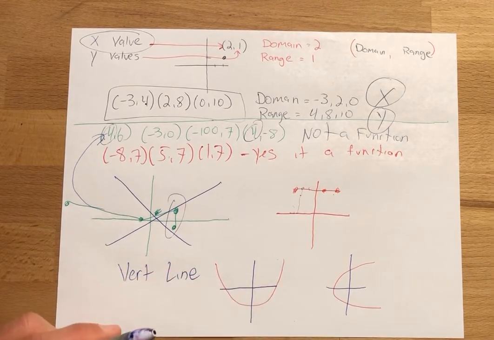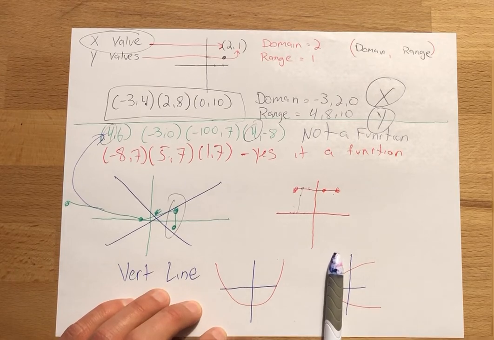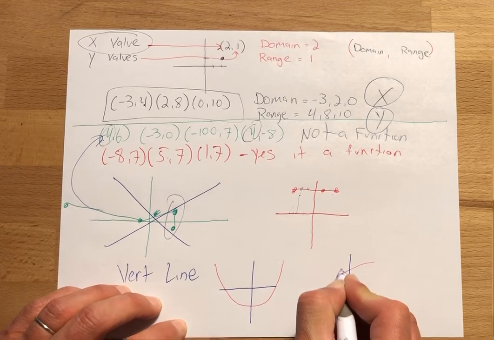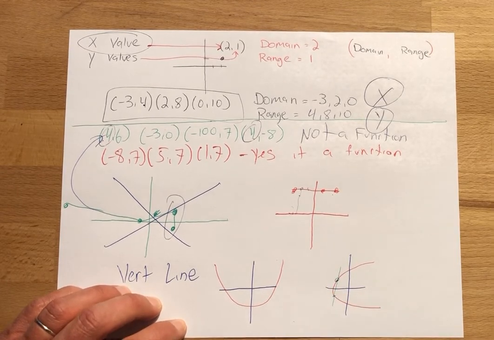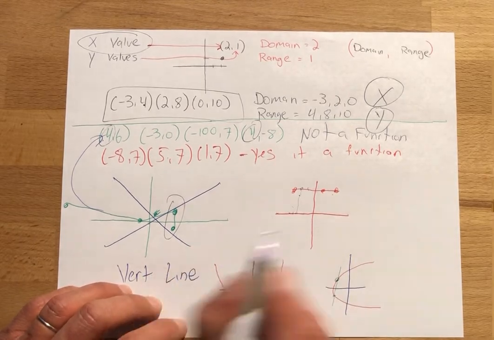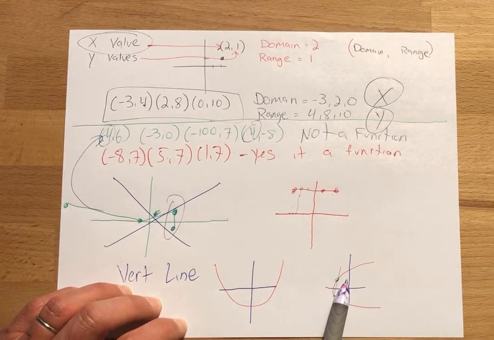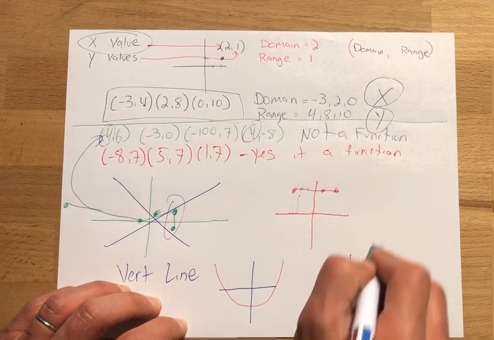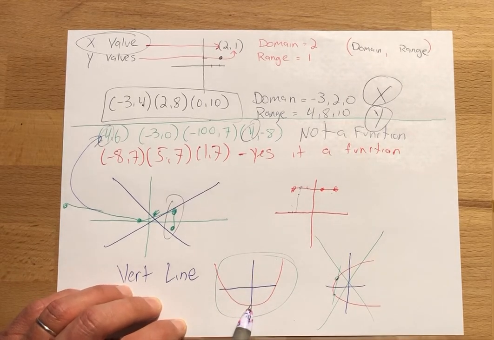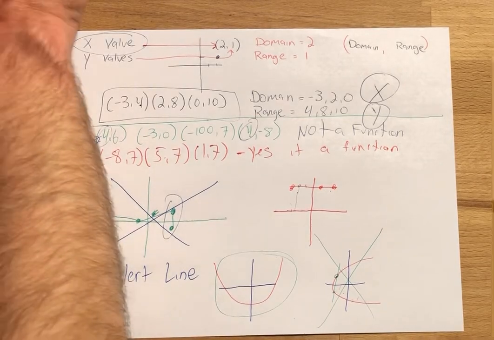Is this a function? Let's run a vertical line through it. Notice right when I do it, boom, I actually run into an infinite amount of repeating x points. All it has to have is one set of repeating x points where it touches the graph at more than 1 point at any point of the graph. This is not a function. This passes the vertical line test. This does not pass the vertical line test.